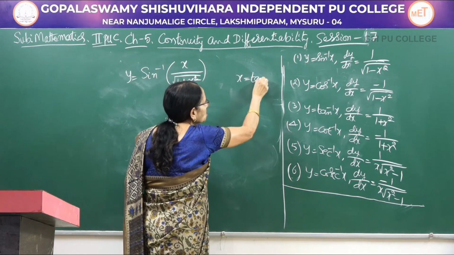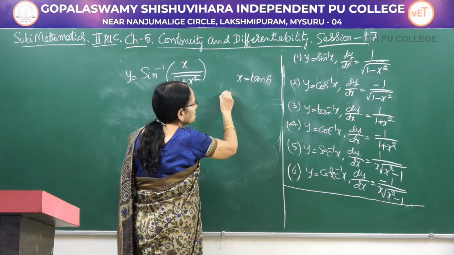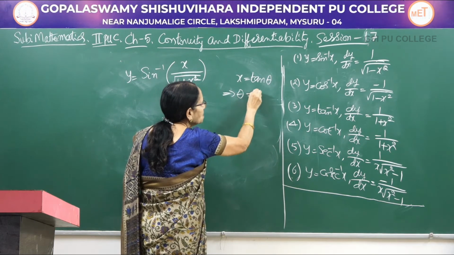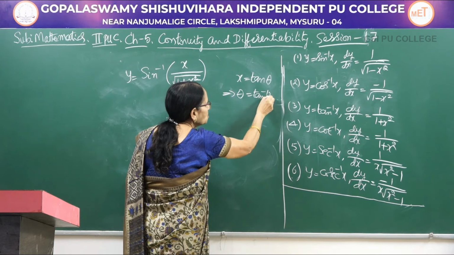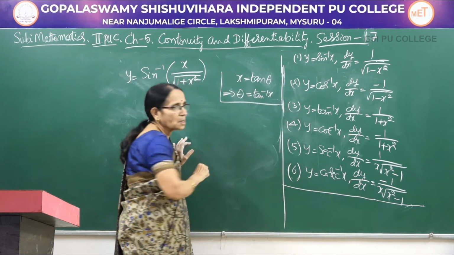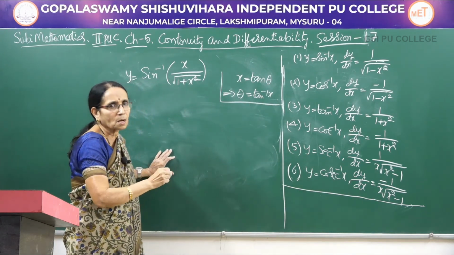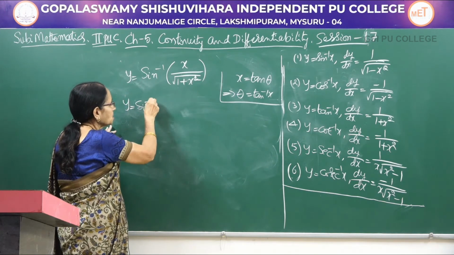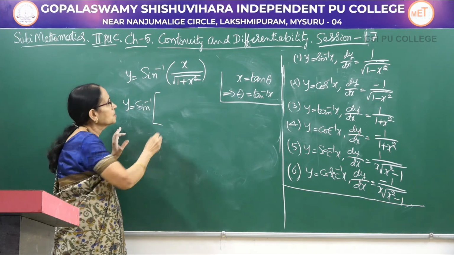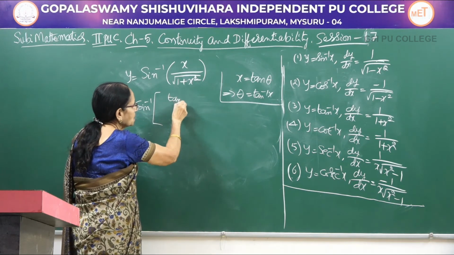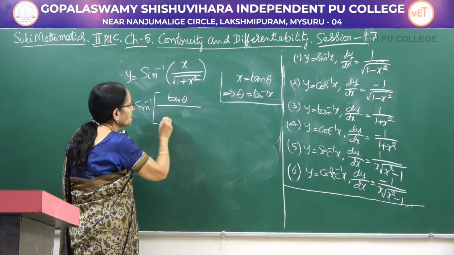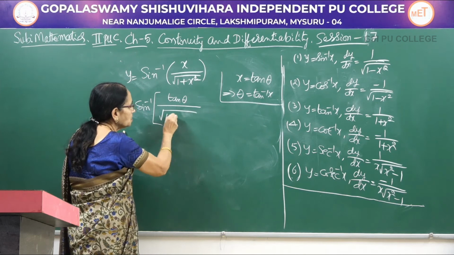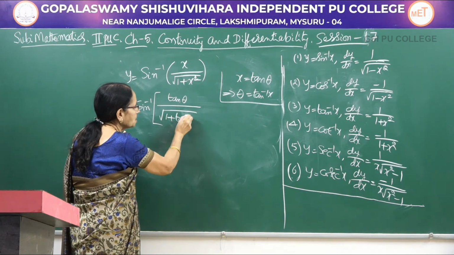Let x be equal to tan theta. That implies that theta is equal to tan inverse of x. So show that in the working column. Now let me simplify that function. Sin inverse of x is equal to tan theta divided by root of 1 plus tan square theta.